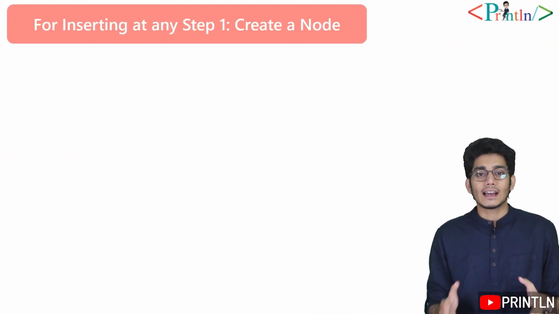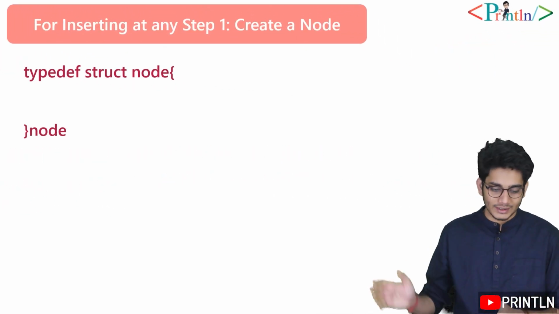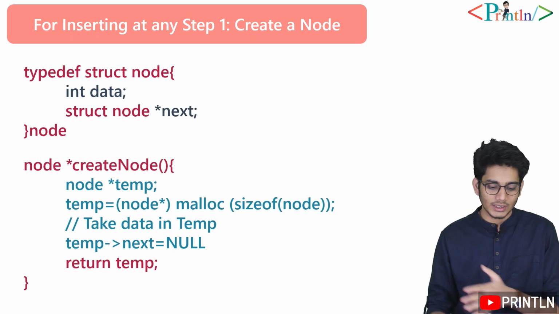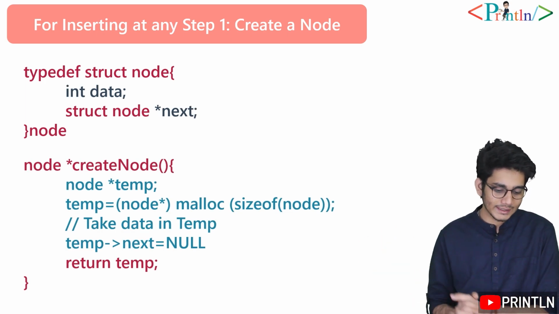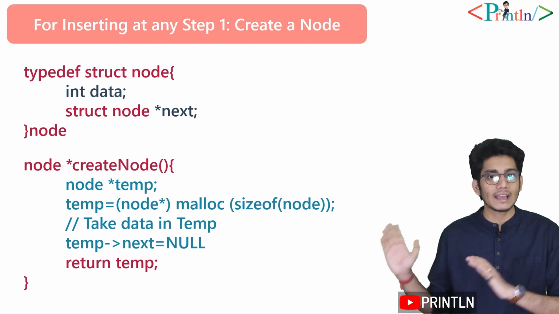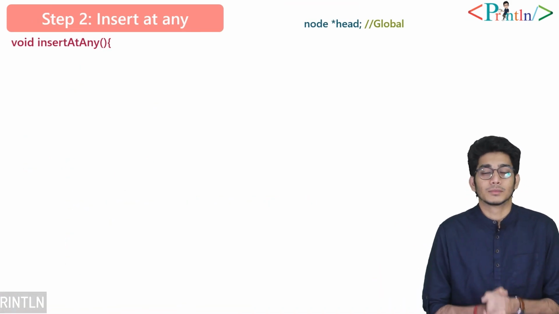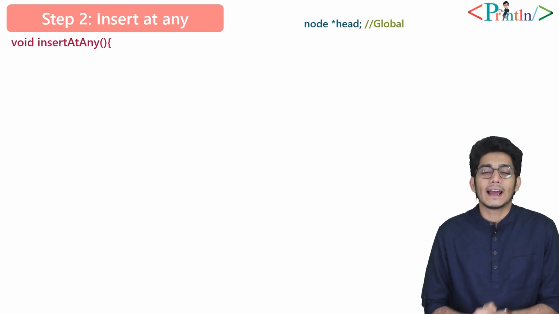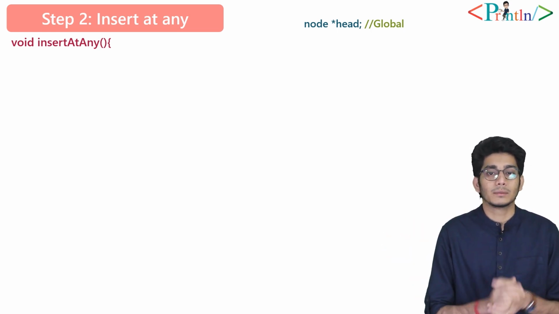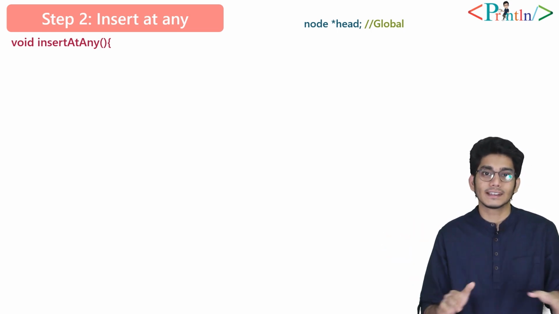Now we'll see how we can create a node. For creating a node we need the structure, and then we'll call the create node function. We have talked about that in our previous video. Now we will look at the algorithm. So what is the algorithm? We'll talk about that, how we can implement it, and what the dry run will be. We'll discuss everything in this video.